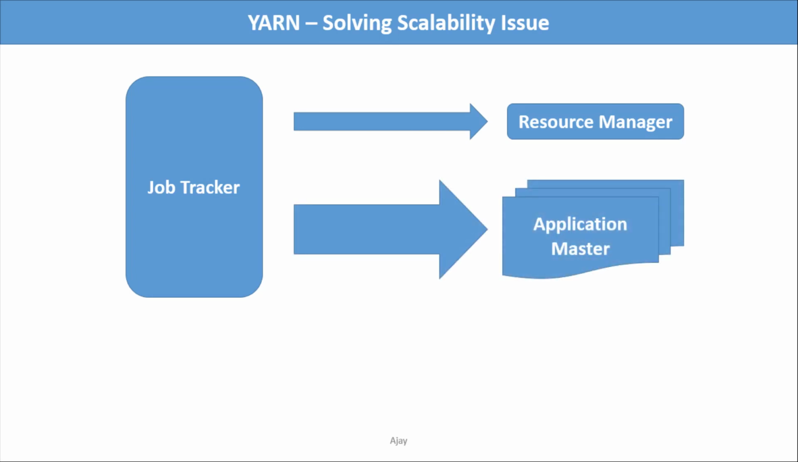Now the resource manager, which usually runs on some powerful master node, is responsible for scheduling the job and allocating resources for the application. It does not perform any monitoring operation. The per application master, as the name suggests, is a process which is present for each and every application. In other words, if there are 100 MapReduce applications, then there will be 100 application masters. It runs on the slave machine and is responsible for monitoring the progress of that particular process.